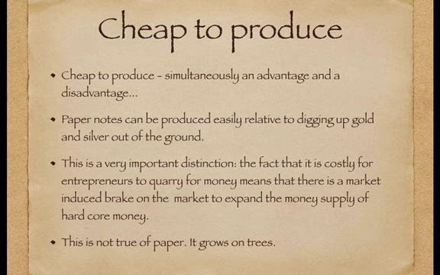This is simultaneously an advantage and a disadvantage. Paper notes can be produced relatively easily compared to digging up gold and silver out of the ground. This, for us economists and for historians and political scientists, is an incredibly important distinction. The fact that it is costly for entrepreneurs to quarry for money, gold, silver, platinum even, means that there is a market-induced brake on expanding the money supply of hardcore money. It's difficult to expand the money supply when it's actually a physical metal that has to be dug out of the ground. This is not true of paper.